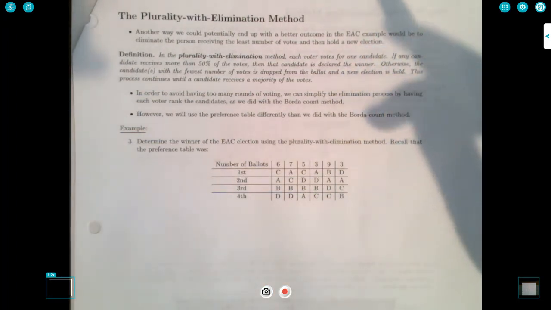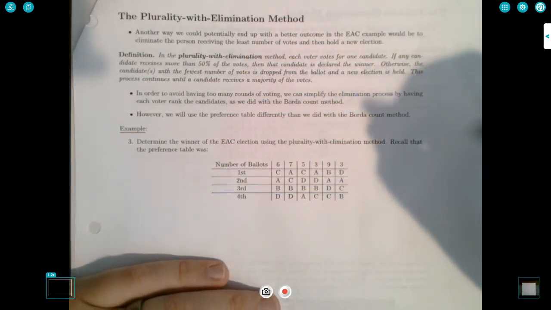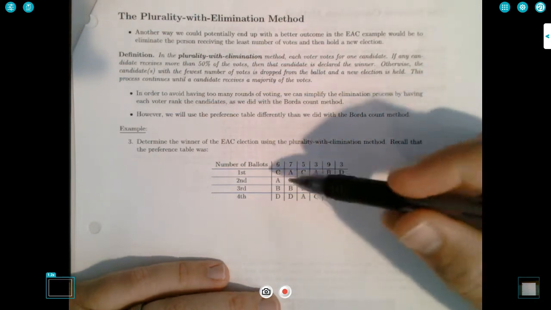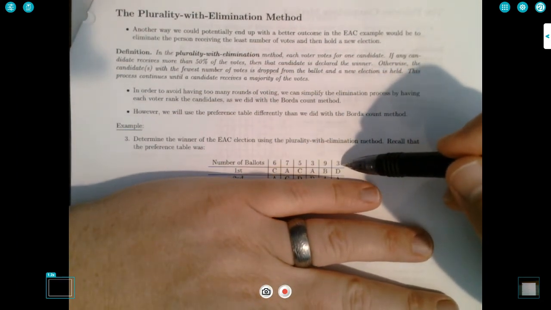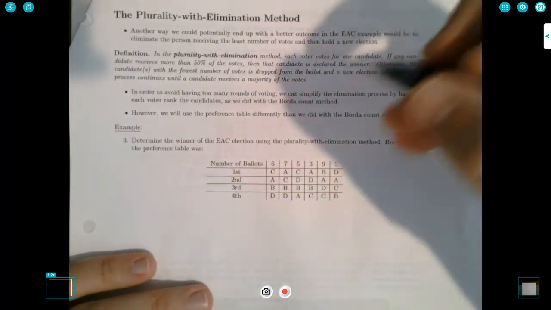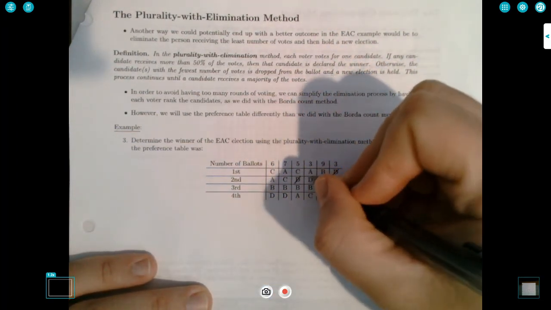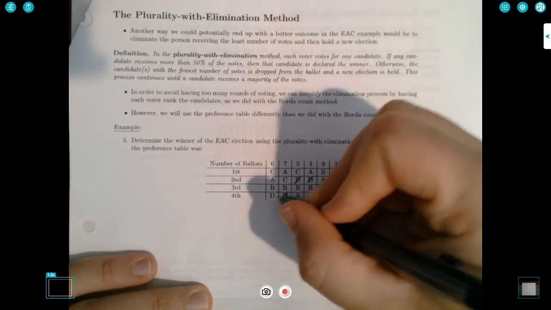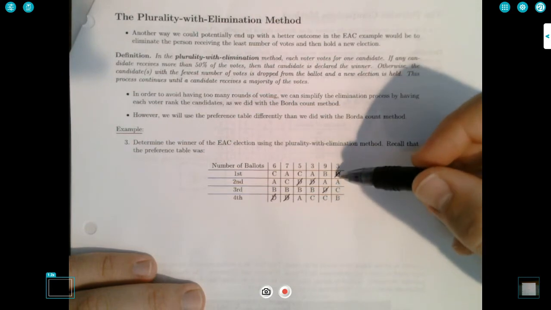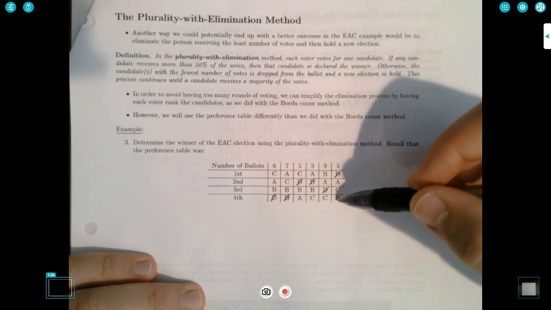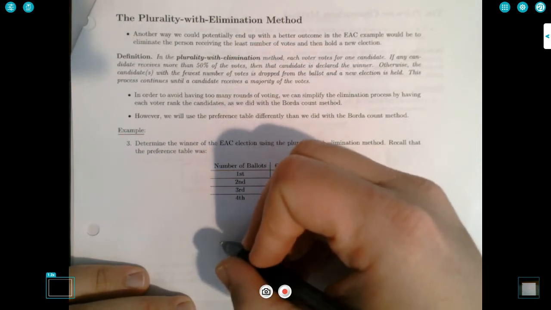That means that we need to eliminate the person with the least number of votes, which in this case was Doreen. Doreen only had 3 votes, so we're going to cross her off. And actually, we're going to cross her off everywhere that she appears in the table. Then we're going to make a new table where we pretend that anything under D gets slid up.